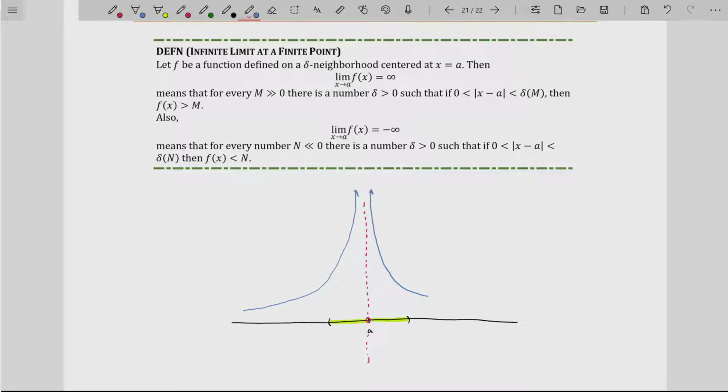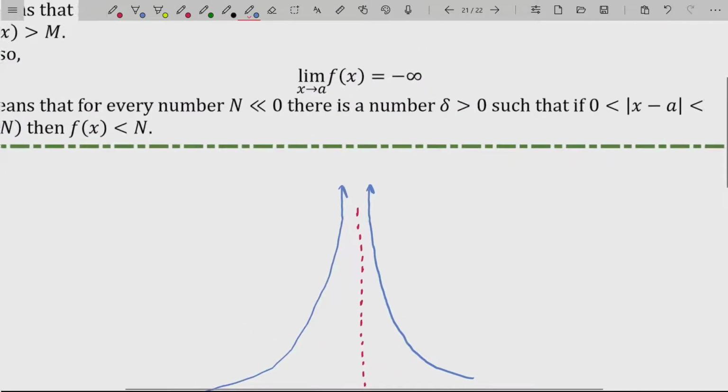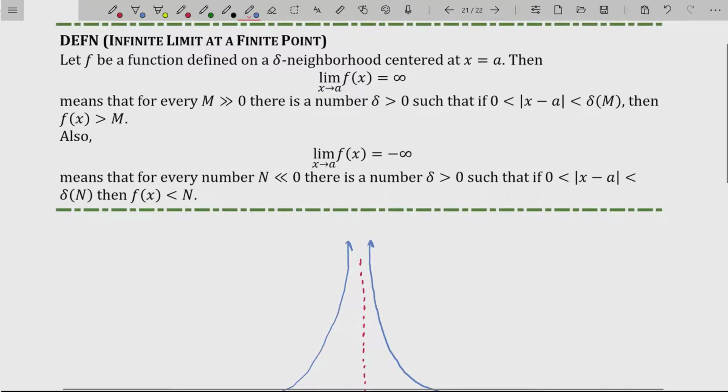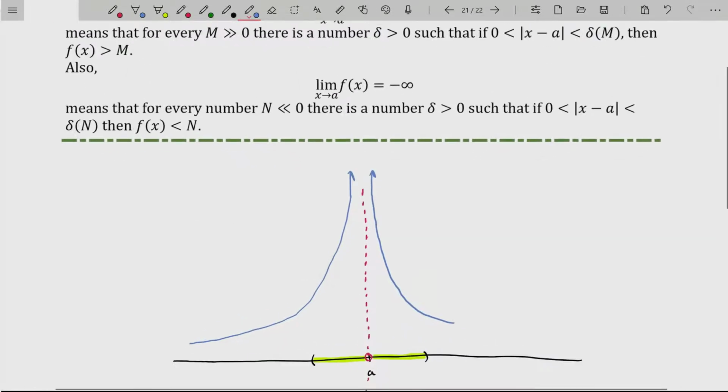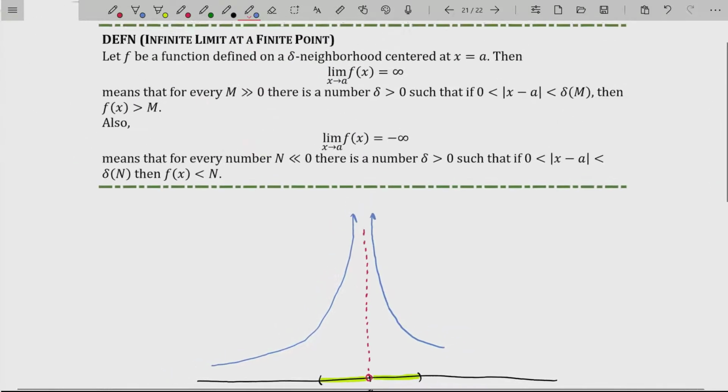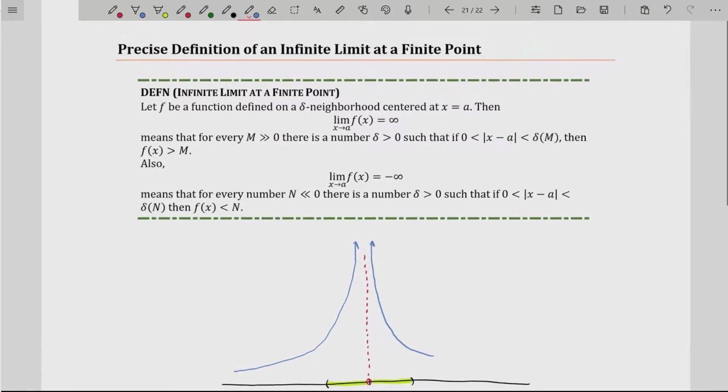Because you could do this with single-sided limits as well. But for right now, let's just deal with this idea that from both sides it's approaching infinity. So the limit as x is approaching a of f of x is infinite, as you can see there. The blue curve is approaching infinity, means that for any m that somebody hands us, notice that this m is not an epsilon. In the epsilon delta proofs, that was an epsilon. For every epsilon somebody hands me.